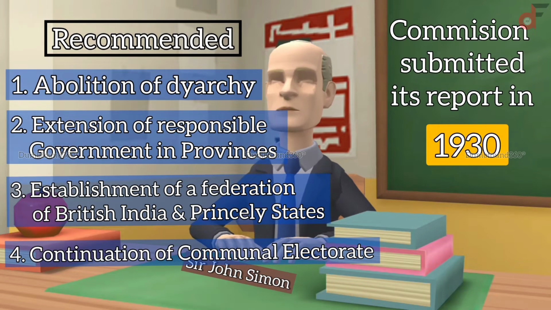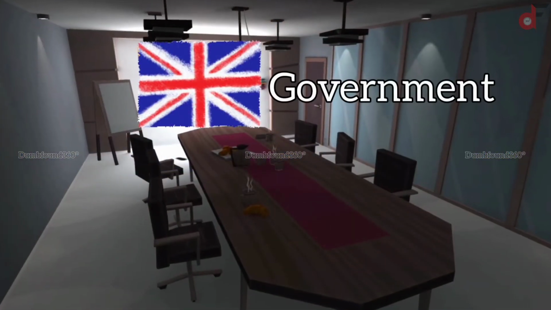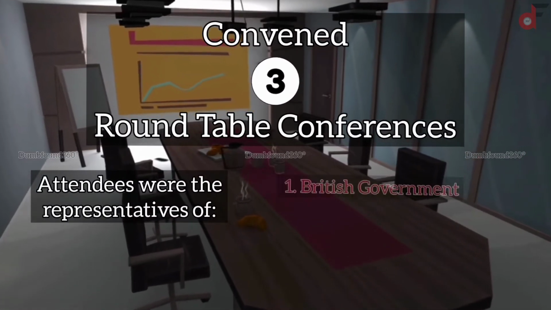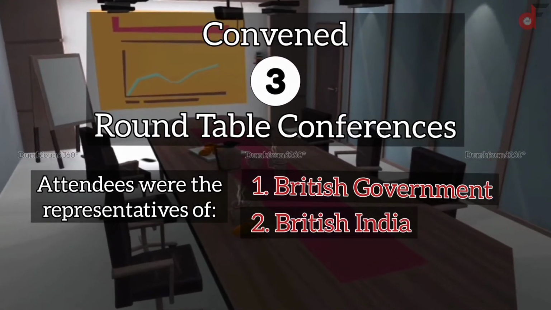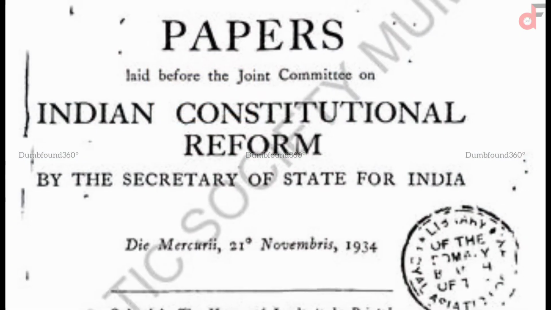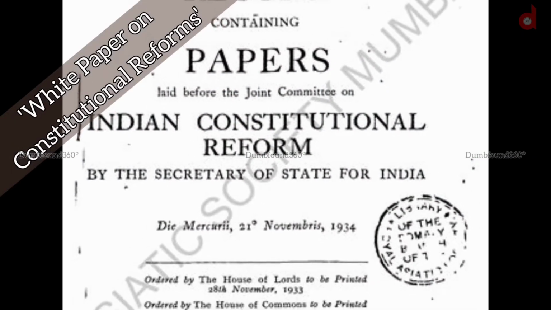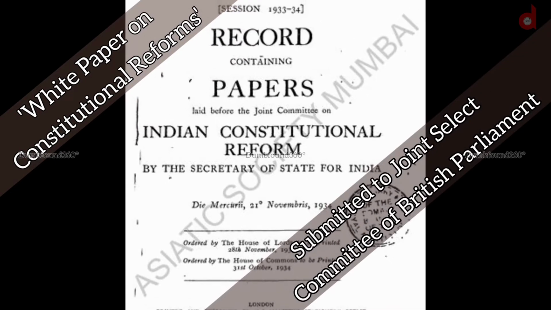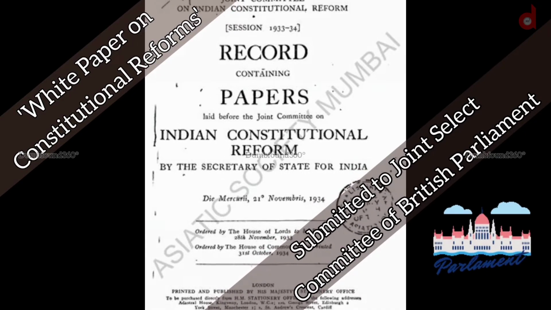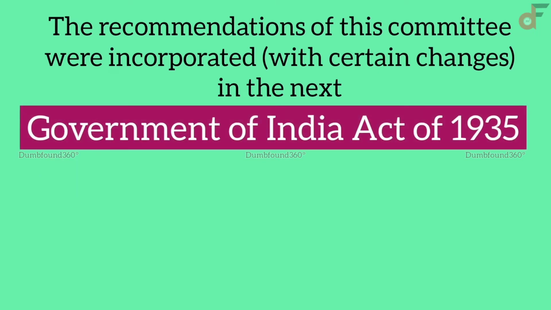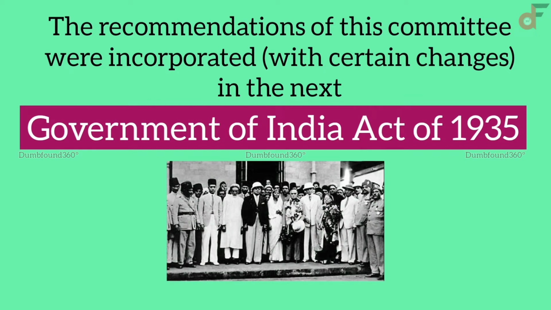To consider the proposals of the commission, the British government convened 3 roundtable conferences of the representatives of the British government, British India and Indian princely states. On the basis of these discussions, a white paper on constitutional reforms was prepared and submitted for the consideration of the Joint Select Committee of the British Parliament. The recommendations of this committee were incorporated with certain changes in the next Government of India Act of 1935.